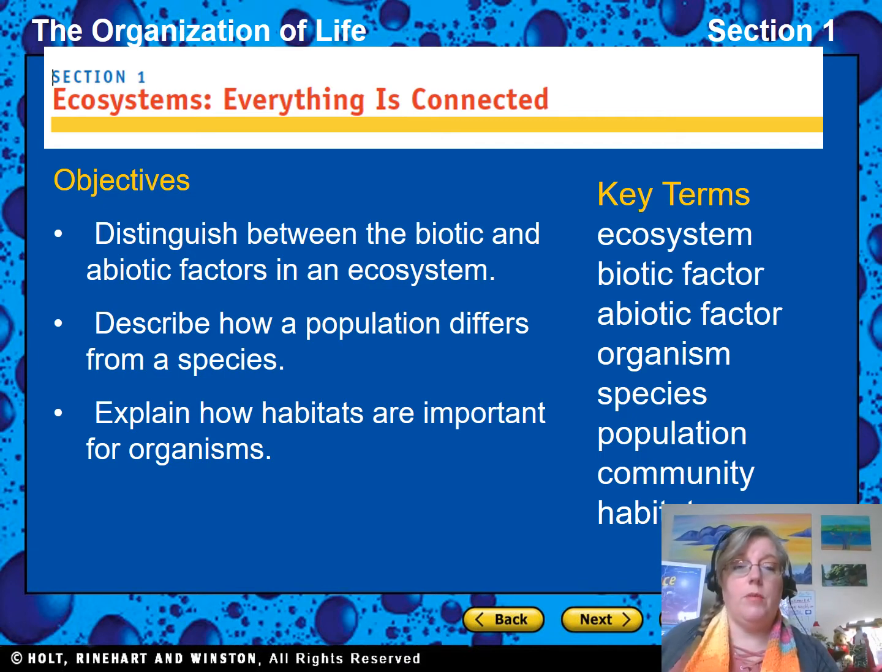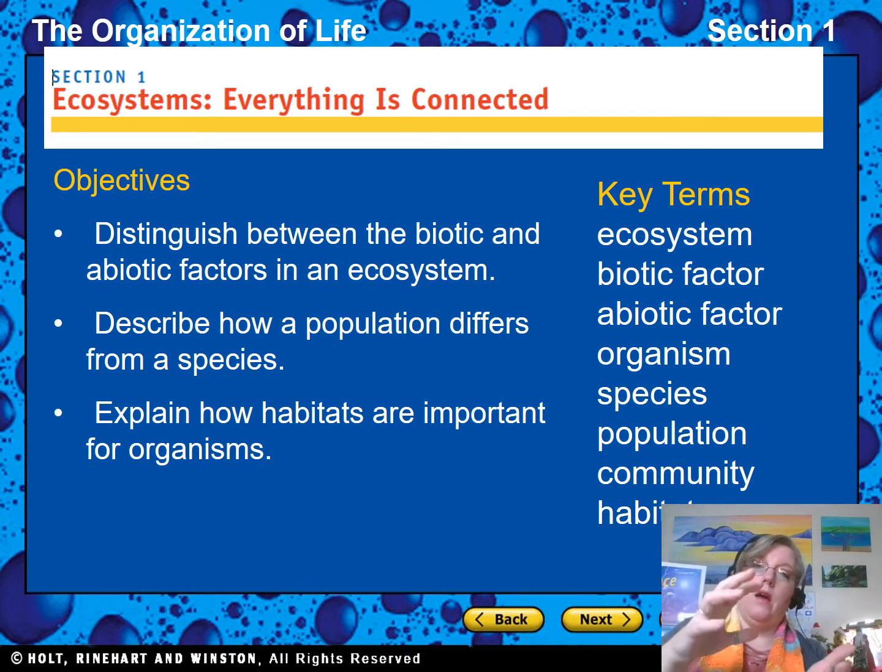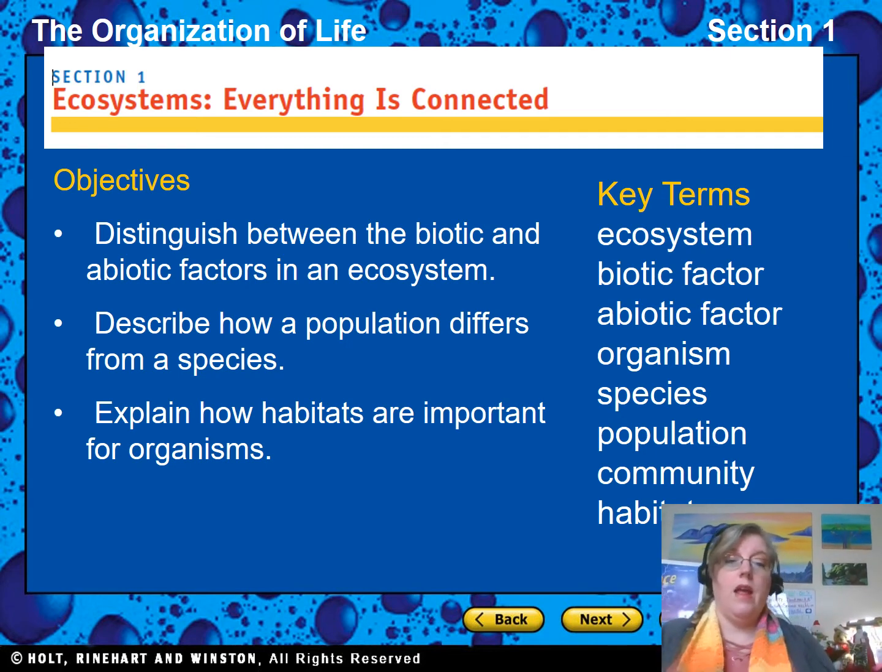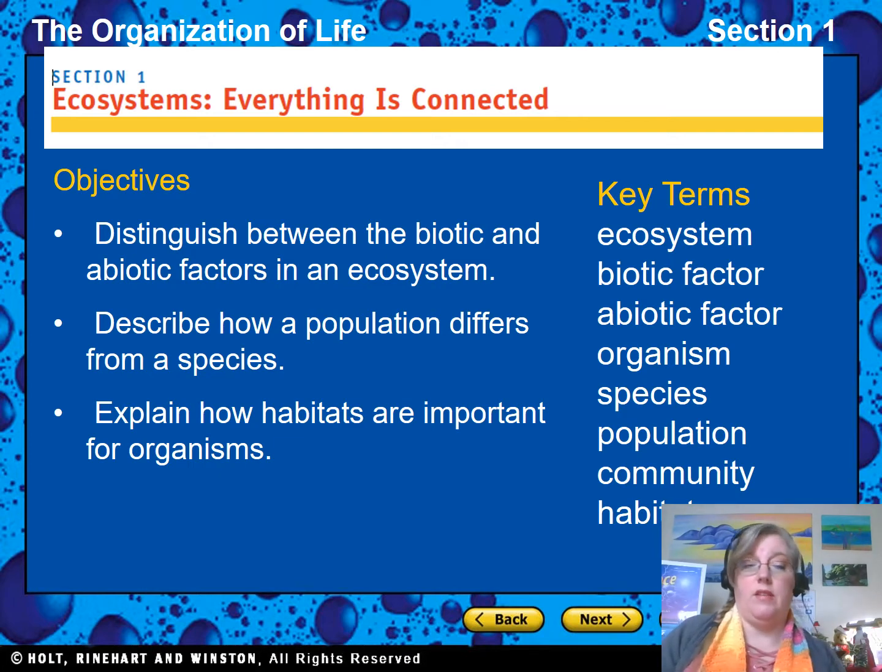The first thing we're going to be learning about is how to distinguish between biotic and abiotic factors, living versus non-living. The next thing we're going to talk about is how a population differs from a species. We're going to organize living things from a single organism all the way up to a biosphere, and then talk about how a population and a species are different from one another, and how the habitat where an organism lives is important to them.